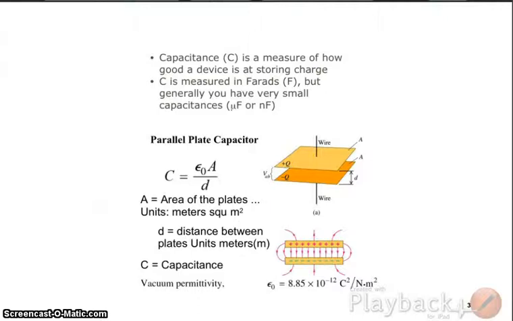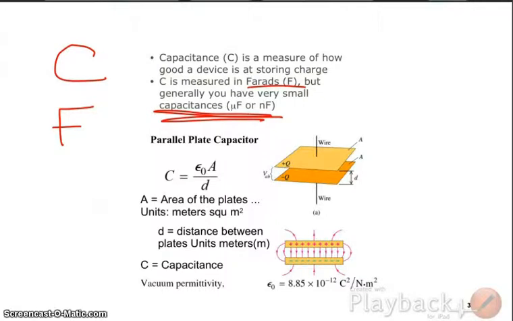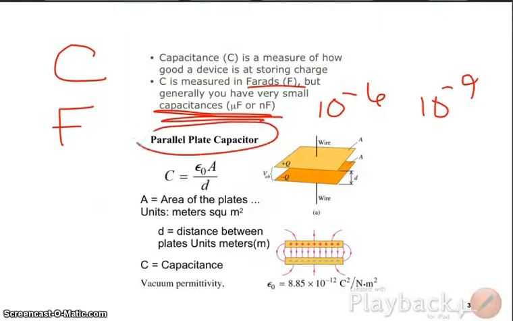So the symbol for capacitance is C, and its units are Farads, with a capital F. A lot of times you see capacitance in terms of micro or nano, so times 10 to the negative 6th or times 10 to the negative 9th Farads. The Farad is very large, so we use small values. Now, parallel plate capacitors are the type of capacitors with two parallel plates. And that's what we look at most in physics here.